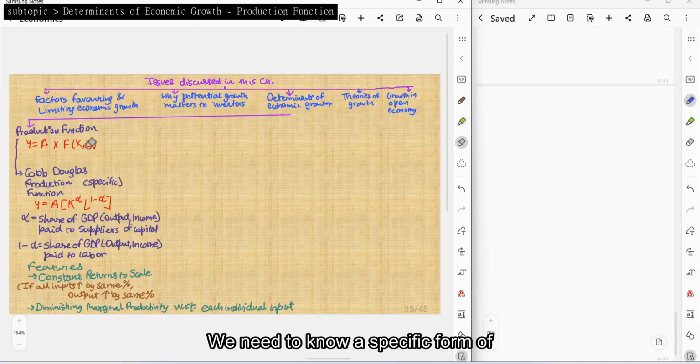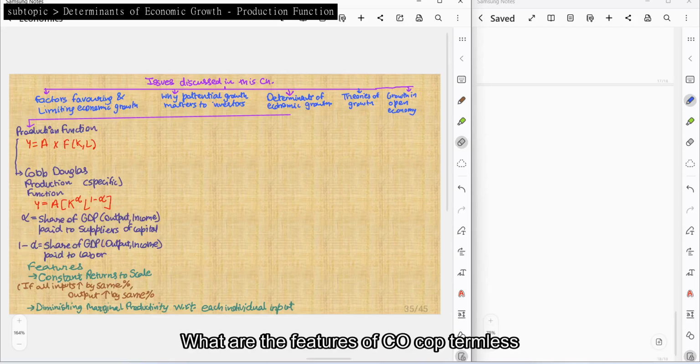We need to know a specific form of production function called the Cobb-Douglas production function as well. Here the interpretation of Y, A, K, L will be the same. The interpretation of alpha is that it is the share of GDP which is paid to the suppliers of capital. GDP can also be referred to as total output or total income. And 1 minus alpha is the share of GDP which is paid to labor.